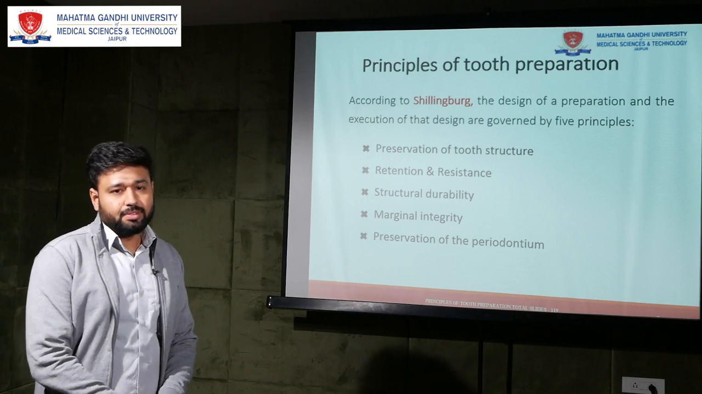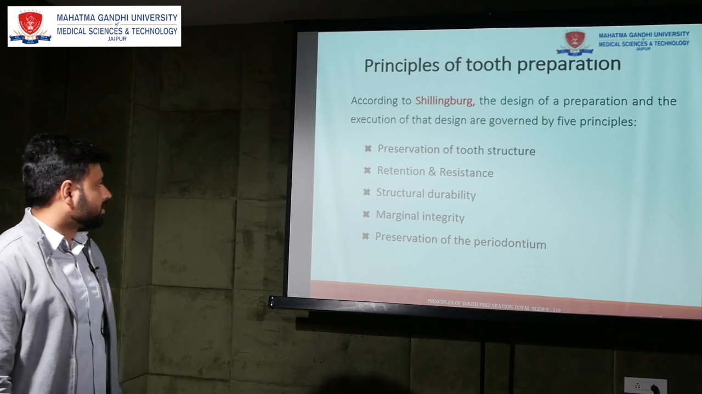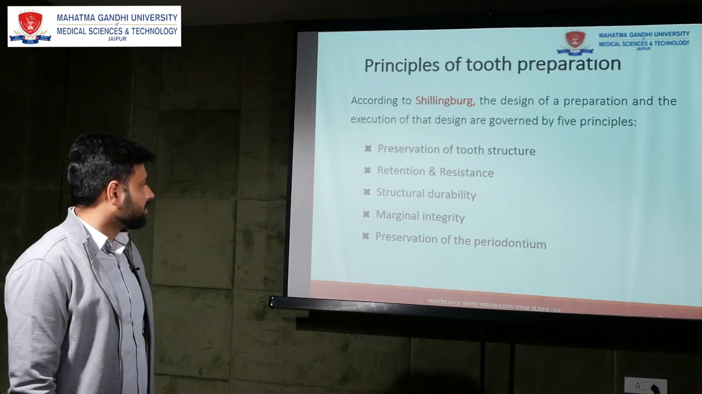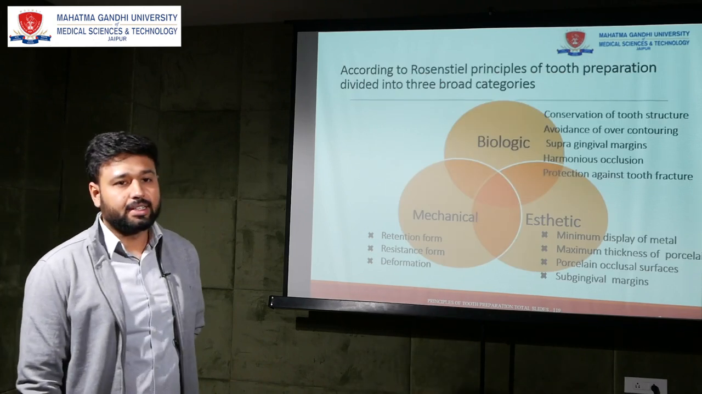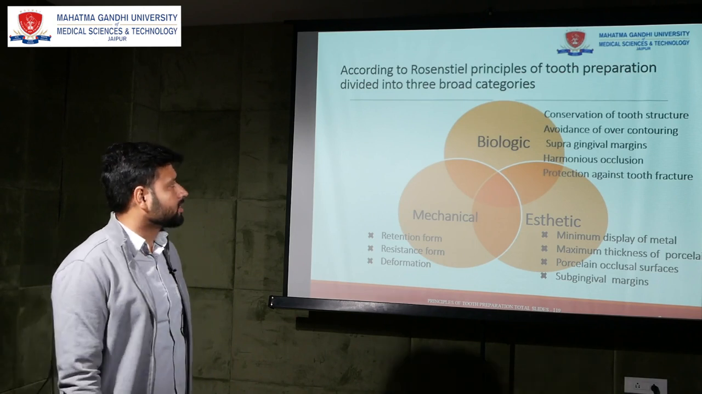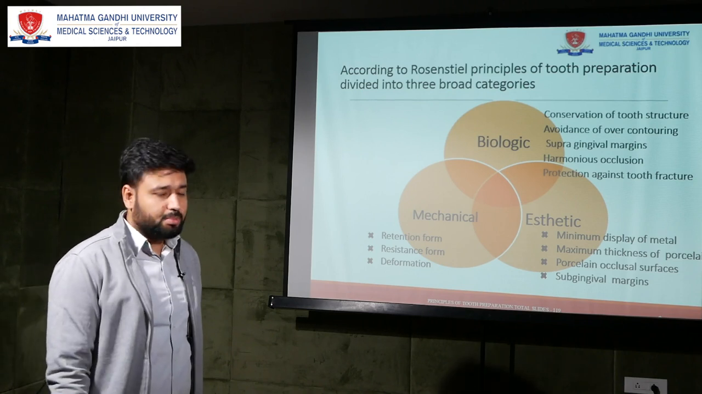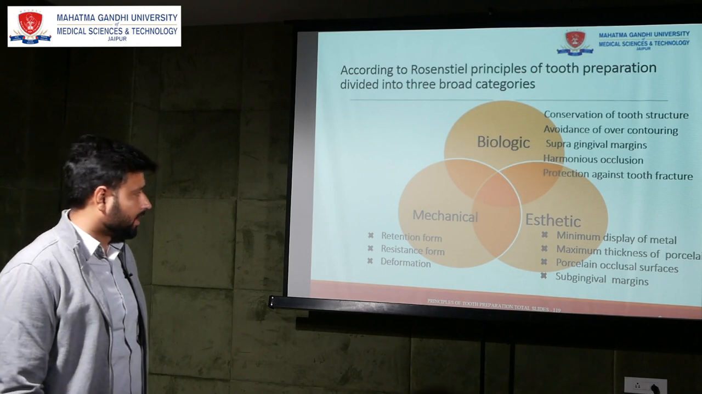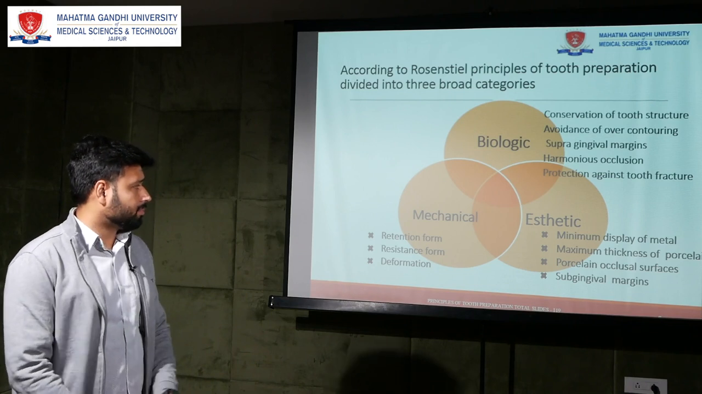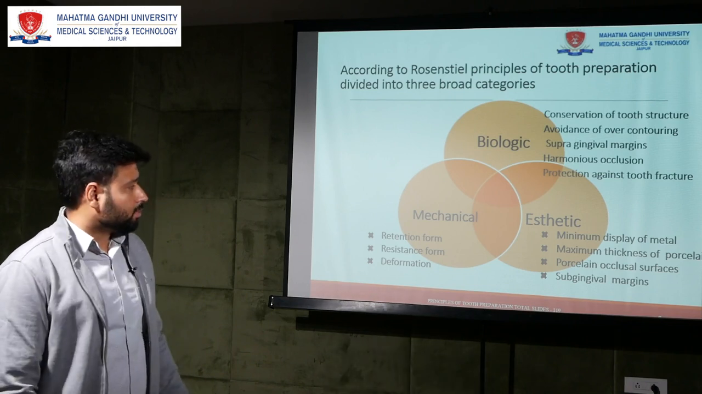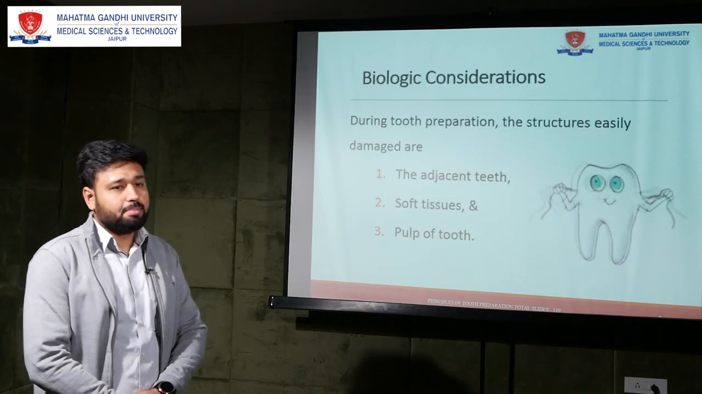According to Schellenberg, we have 5 principles. These are the preservation of the tooth structures, retention and resistance form, structural durability, marginal integrity, and the preservation of the periodontium. According to Rosenstiel, we have 3 principles, that is biological, static, and mechanical. In biological principles, we have the conservation of the tooth structure, avoidance of over contouring, supramarginal gingival margins, harmonious occlusion, and the protection against tooth fracture. In mechanical, we have retention, resistance, and deformation. In aesthetics, we have minimum display of the metal, the maximum thickness of porcelain, the porcelain occlusal surface, and the subgingival margins.